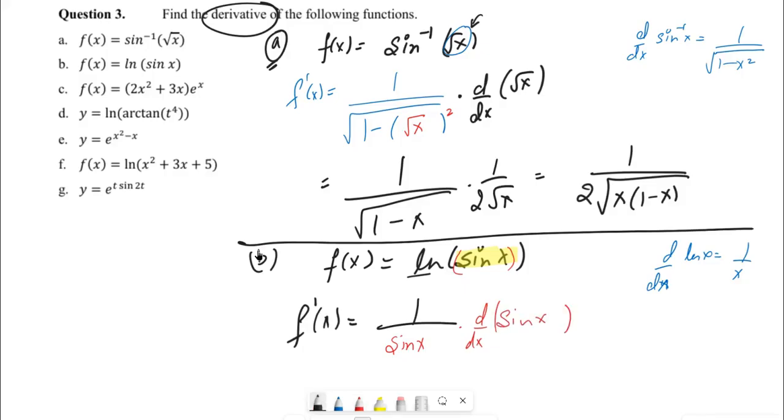sine x. We know that the derivative of sine x is cosine x. Therefore, this will be 1 by sine x times cosine x, which is equal to cotangent x. So the answer is cotangent x, because cosine x by sine x is cotangent x.